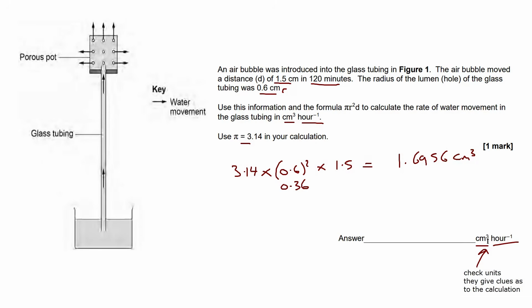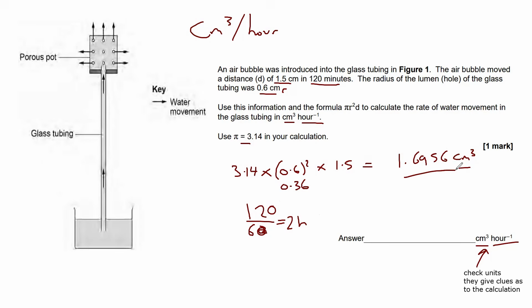So we need to divide centimeter cubed by hours. When you get this to the -1, that means that is the same as writing centimeter cubed per hour, like back in GCSE days. That's what it means when they write to the -1. So we need to divide this distance by the hours, and we've got 120 minutes. So 120 divided by 60 minutes in an hour equals 2 hours.